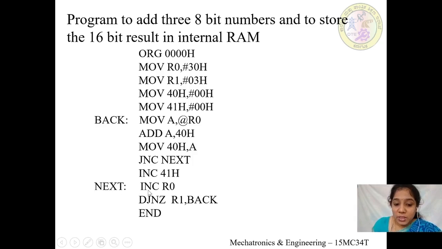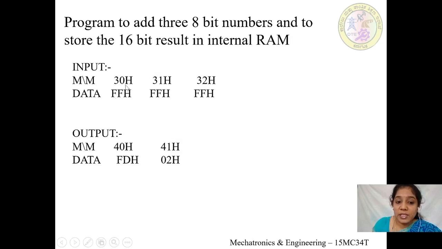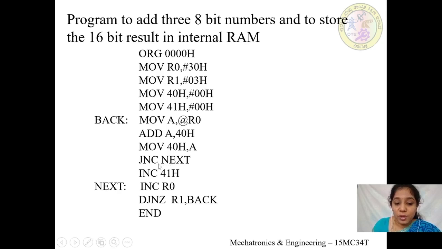So what is next? This is the first addition. What happens next? Next we have to increment. The next data is at the next memory location, that is 31H. So what do we have to do? We have to increment R0.